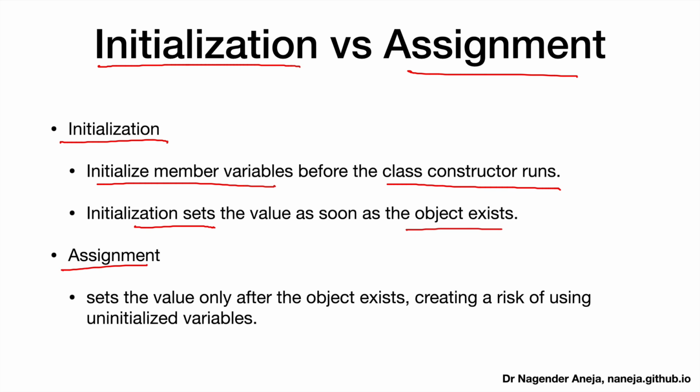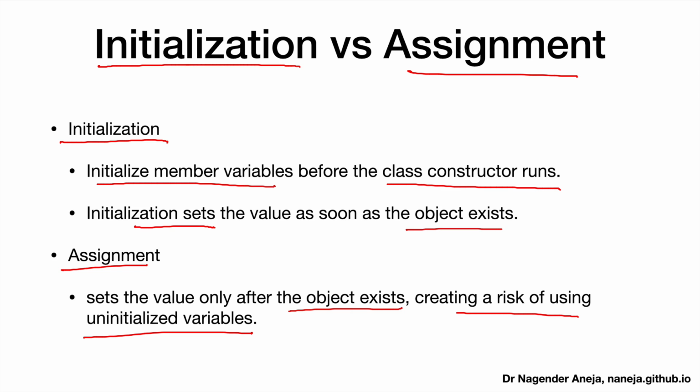However, the assignment sets the value only after the object is created: first the object will be created and then you will assign these values to the member variable. So there is a risk of using an uninitialized variable. You will not see the risk right now because the program is all sequential, but we'll see later on when we do concurrency, when we create multiple programs, and then we will see what happens in that.